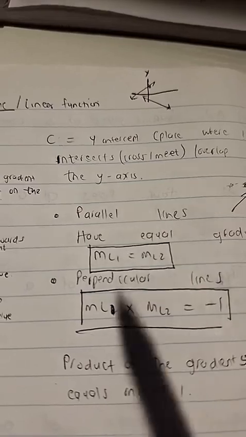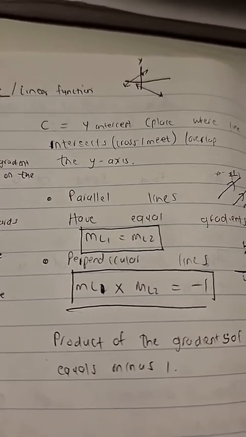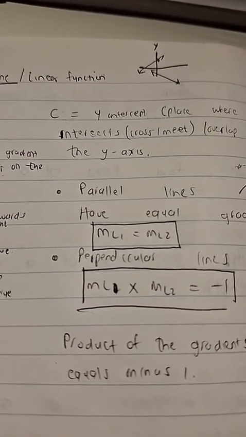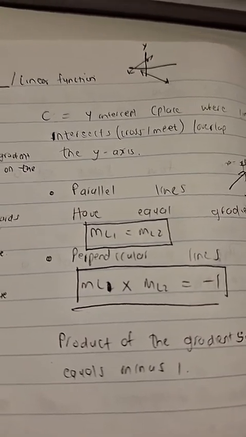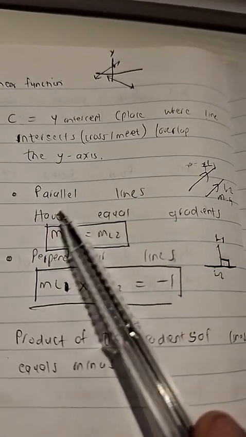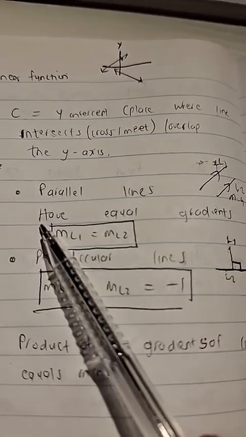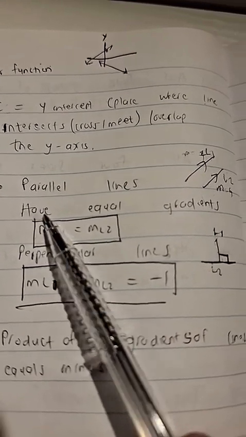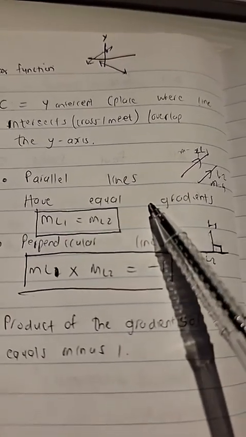What are parallel lines? Parallel lines are lines that are a constant distance apart and they never meet. But what we have now learned is that those parallel lines, as they move in the same direction, have equal gradients.